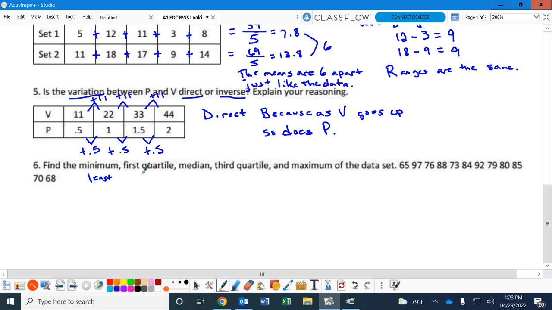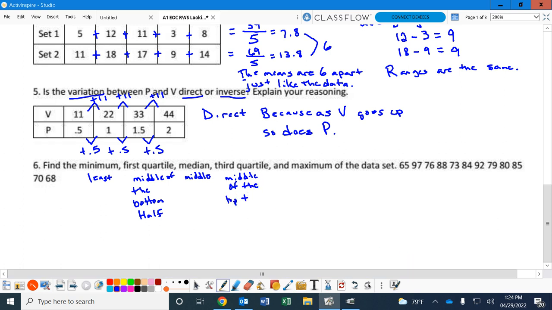It says find the first quartile. That's going to be the middle of the bottom half. I'm telling you, write these down. At least you'll make some connection. Box and whisker plots are old. You're supposed to have them before you get there, but they love to throw those on the EOC. The median is going to be the one in the middle. The third quartile is going to be the middle of the top half.